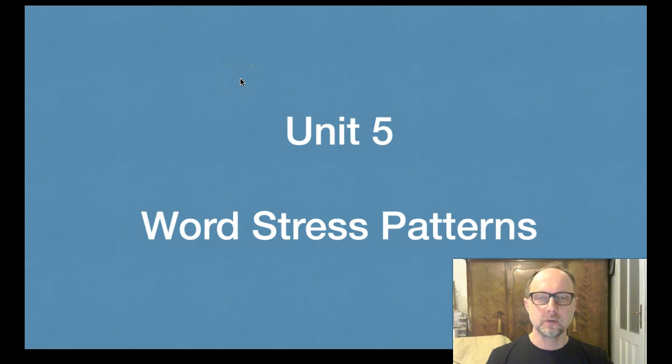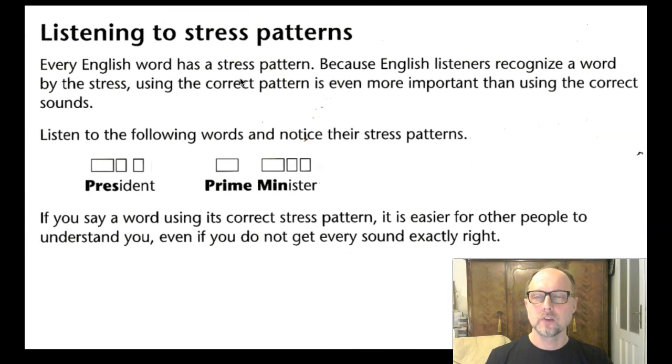So let's continue with Unit 5 and word stress patterns. As we learned last week, every English word has a stress pattern. Because English listeners recognize a word by the stress, using the correct pattern is even more important than using the correct sounds. So here we have two words. President. So president, the stress is on the first syllable. Prime minister. Prime minister. So the stress is on the prime and the first syllable of minister.